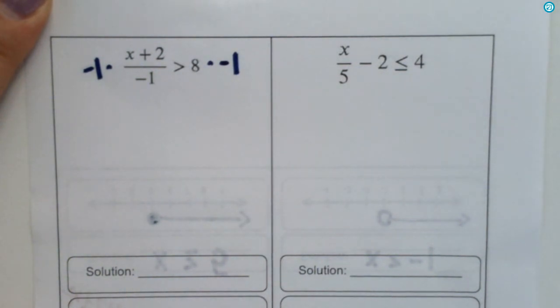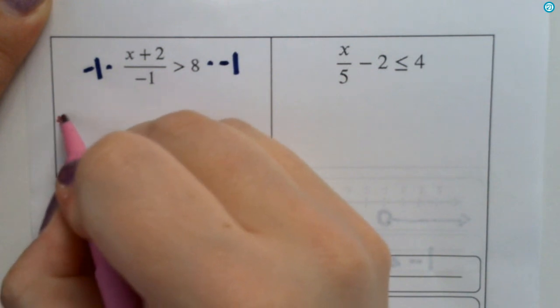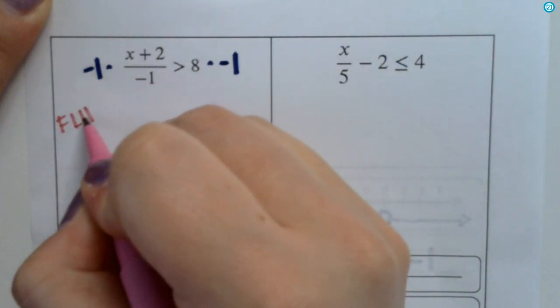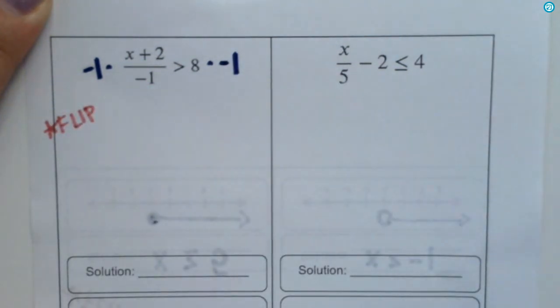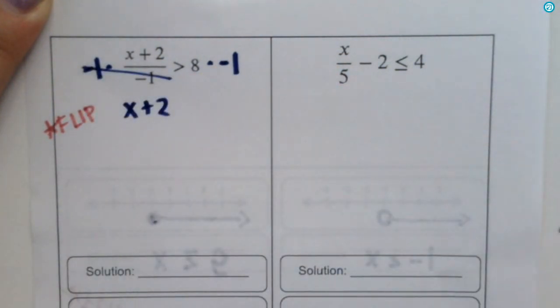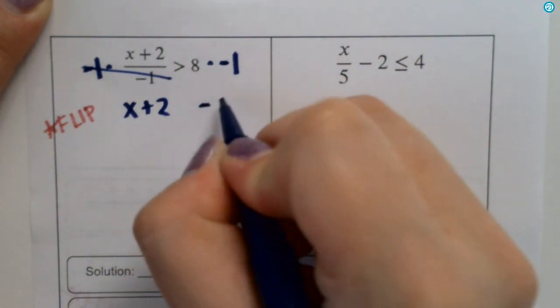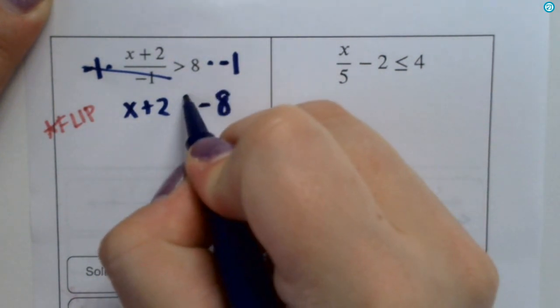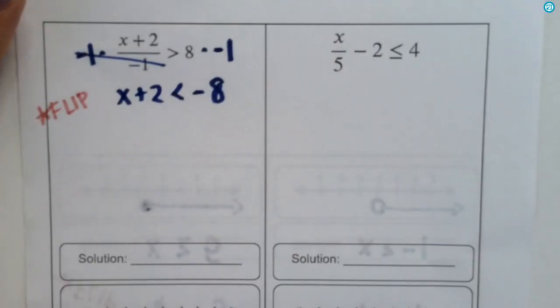I just multiplied by a negative. What does that mean? I got to switch my sign. So I've got x plus 2 on the left now, because these guys cancel. And then I have 8 times negative 1, which is negative 8. And then I flip my sign. Now it is a less than sign.